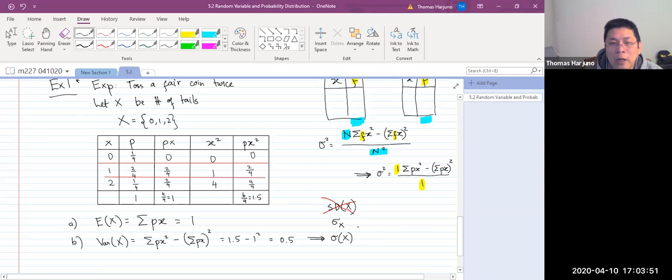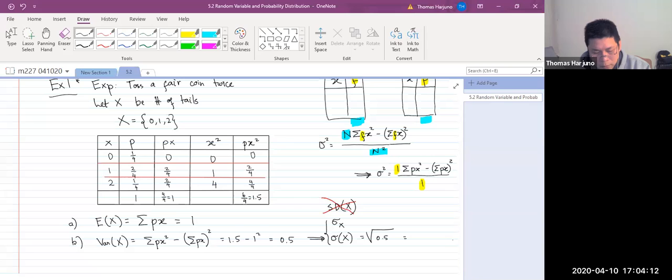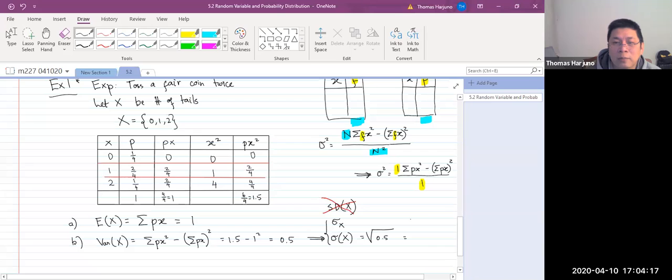And the standard deviation, as expected, equals the square root of the variance. The square root of 0.5, I think, is 0.707 something, 1.